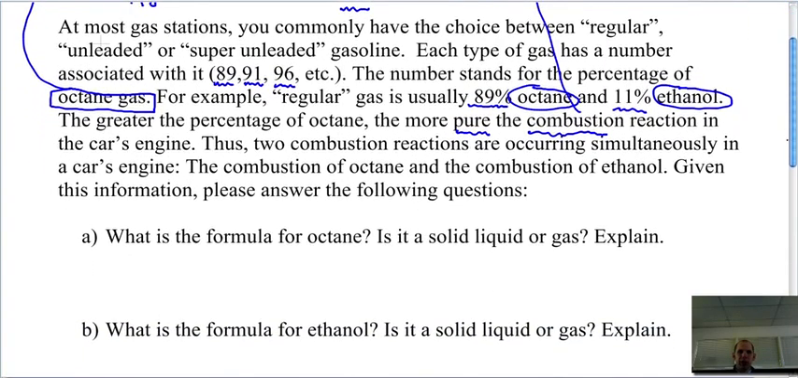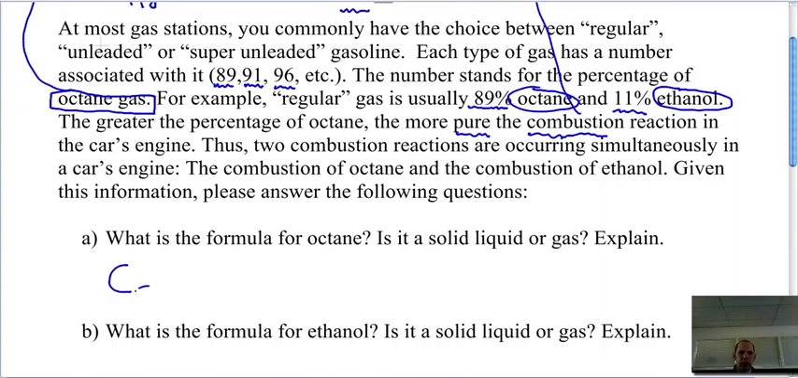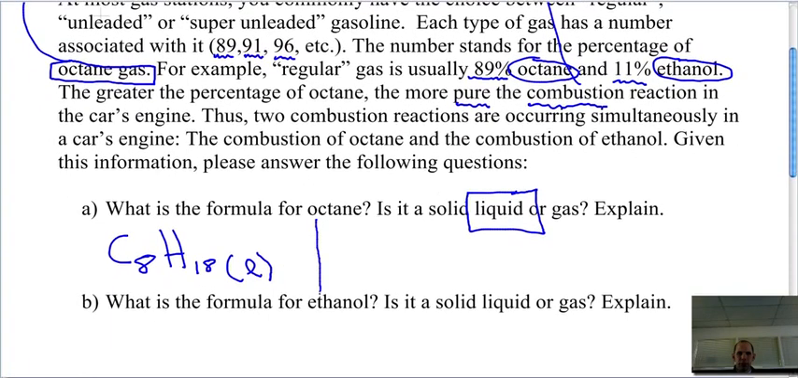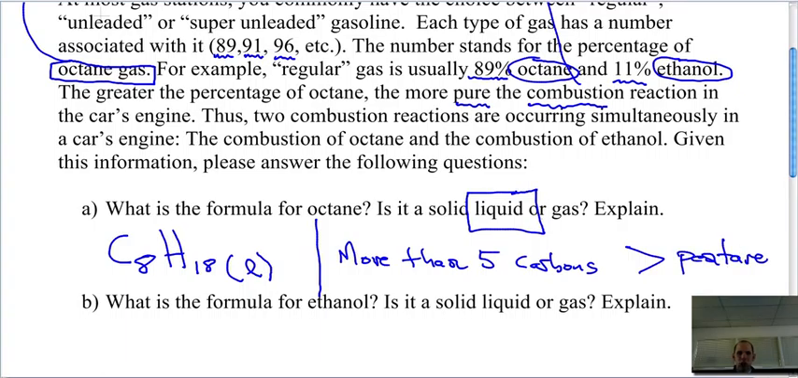All right. So what is the formula for octane? We already did that. We know octane is C8H18, and because there is greater than 5 carbons, we know that it's going to be a liquid. And the explanation, there are more than 5 carbons.